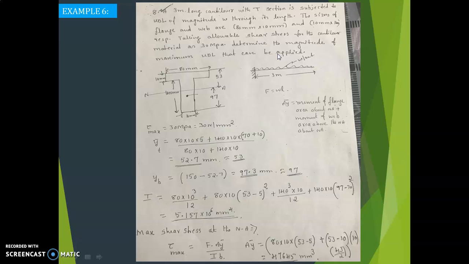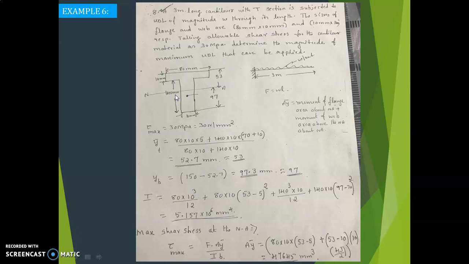Here also we are asked to find the intensity of UDL, but here the beam is a cantilever beam. So we know when a cantilever beam is subjected to UDL, the shear force is equal to WL, and that is the maximum shear force. Now here the T section is given: the flange is 80 mm by 10 mm, and the web has width 10 mm and height 140 mm.